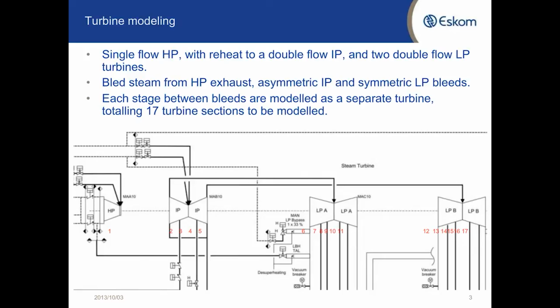Okay, this is the complete train of the Medupi center line. There's a single HP turbine with reheat to a double flow IP turbine and 2 double flow LP turbines. There's blade steam from the HP turbine exhaust, asymmetric IP and symmetric LP bleeds. And I've modeled each stage between the bleeds as a separate turbine because there's different steam flow rates going through each section of the turbine. So in total there's 17 turbines that I connected to one single shaft.